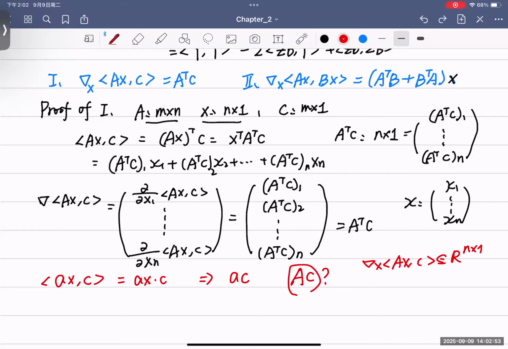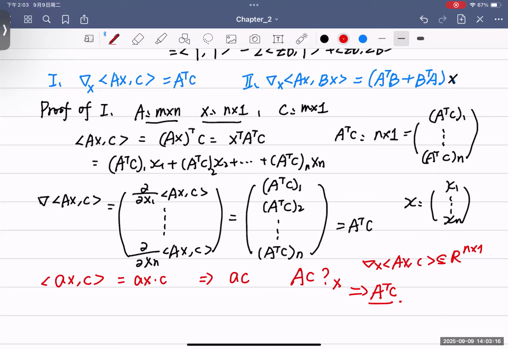The key thing is that you reorganize A and C. A is M times N, C is M times 1. How can you combine A and C to create N times 1? This one is not true, so we just use A transpose C. This is how we remember this one.